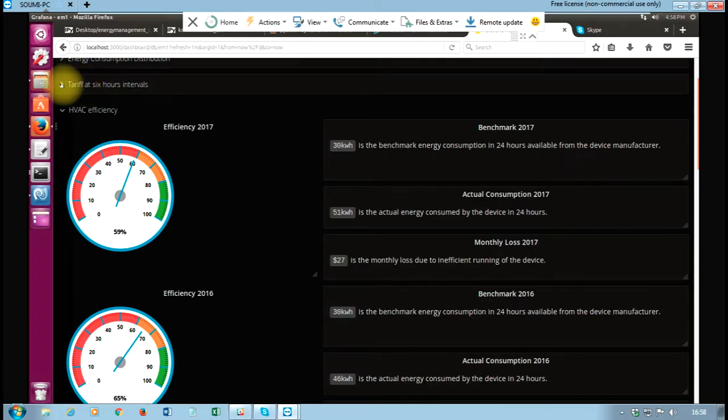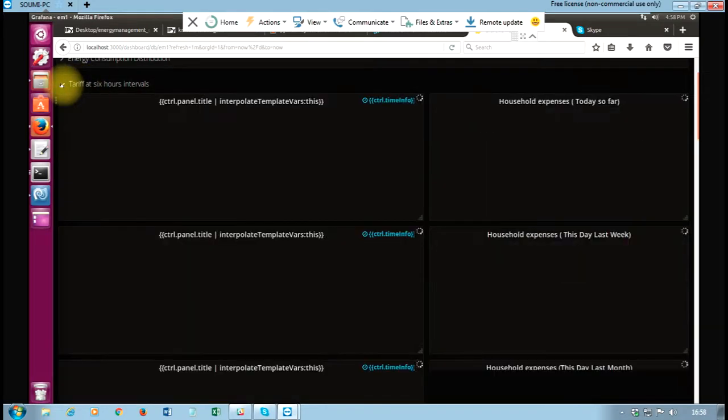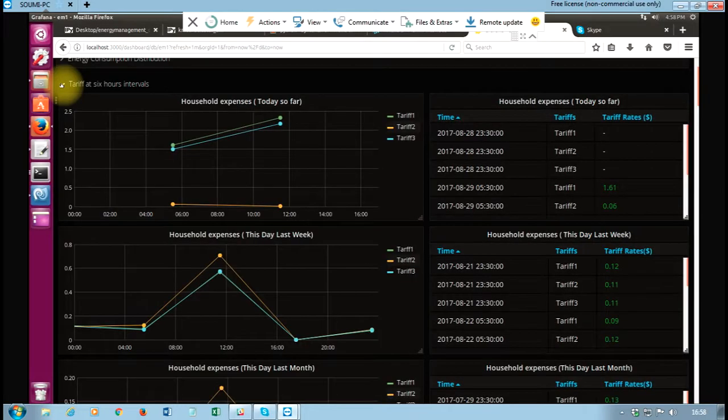Now the next dashboard that we have is about tariff, and the importance of this dashboard is that it allows the user to compare different tariff rates and what is his usual consumption based on those tariff rates. That way he will be able to select the kind of tariff rates that will suit him the most, or it will result in the least consumption, least amount of expense for him.